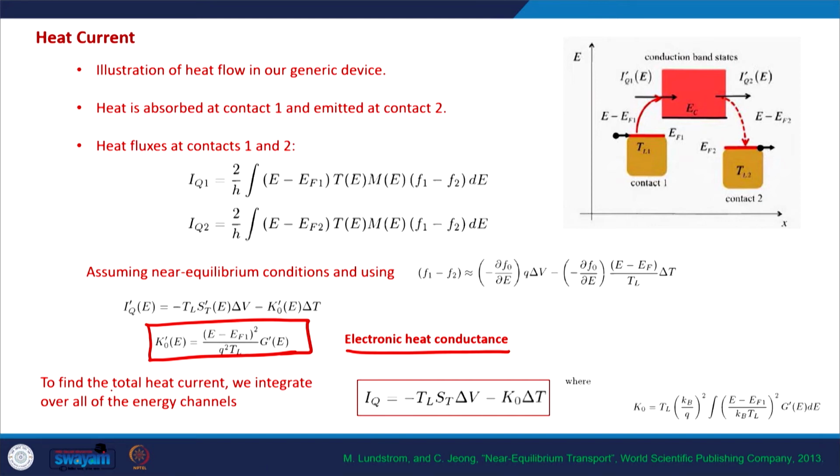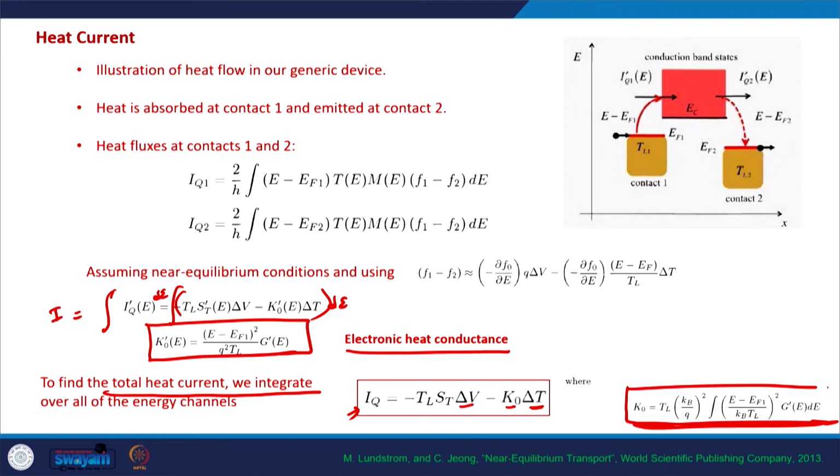So, in order to find out the total heat current, we need to integrate this differential heat current over all possible energy values, and that is why we need to integrate on the right hand side as well. And the final expression for the total heat current that we obtain is this: minus TL times ST times delta V minus K naught times delta T, where this K naught is given by this expression. I will leave this calculation to you, how K naught turns out to be this value. This is a very straightforward calculation and you should be able to do it.